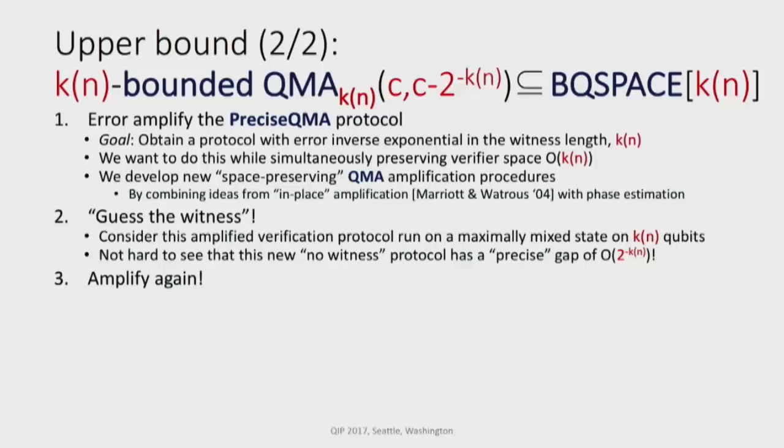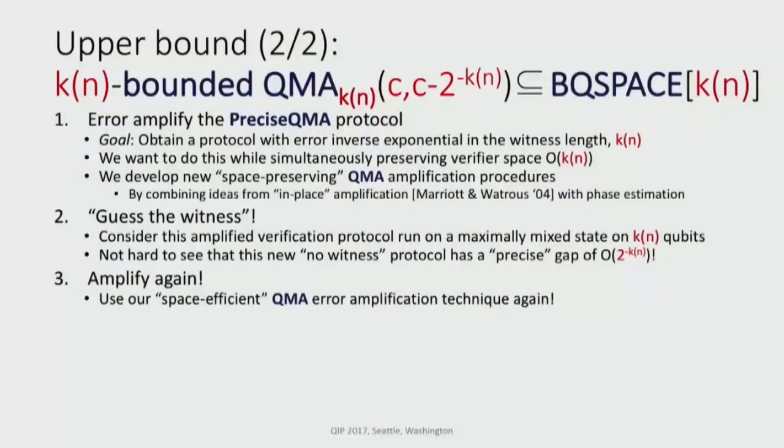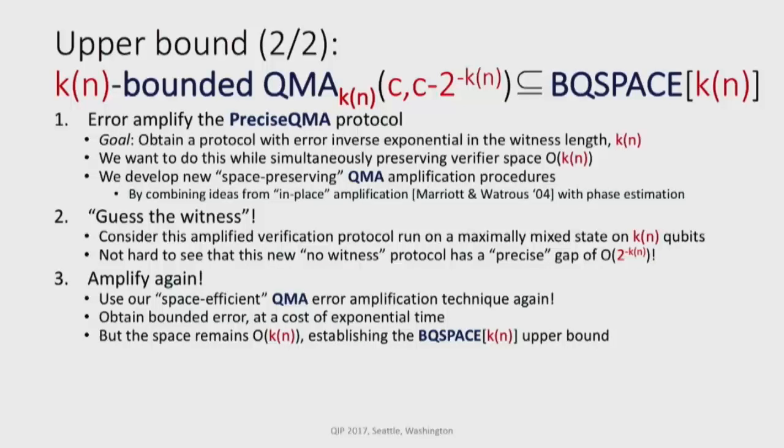But now we have a precise protocol with no witness, and we're simply going to amplify again by using the space-efficient QMA error amplification techniques that we developed for this purpose. This is going to allow us to obtain bounded error. It's going to blow up our time, but the only thing we really care about is the space. So at the end of the day, the space will remain at K of n, which establishes the upper bound.